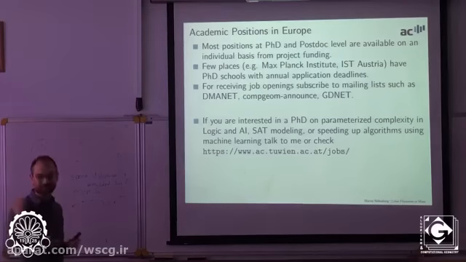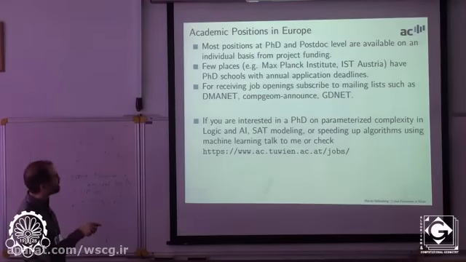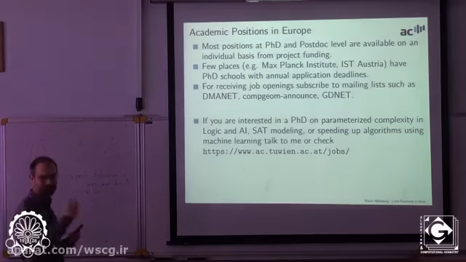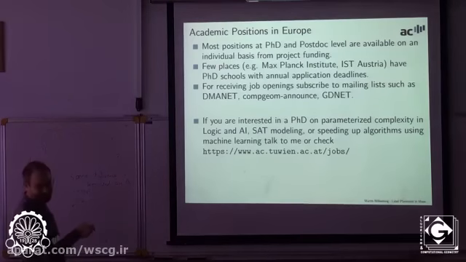So you need to follow consistently over the year if there are open positions. Very few places have PhD schools where they accept 30 students every year with a deadline every year. This is, for example, the Max Planck Institute in Saarbrücken in computer science, or IST Austria, which is close to Vienna. It's not my place, but they have also a geometry group there, like Herbert Edelsbrunner, for example, is at IST. For receiving these openings, I highly recommend that you subscribe to mailing lists, DimaNet.